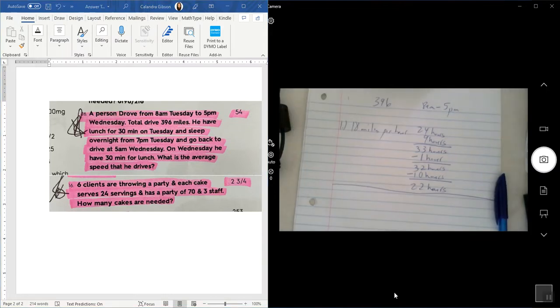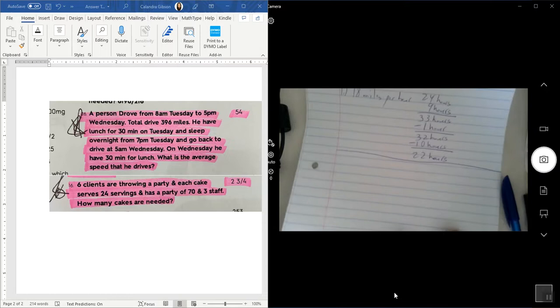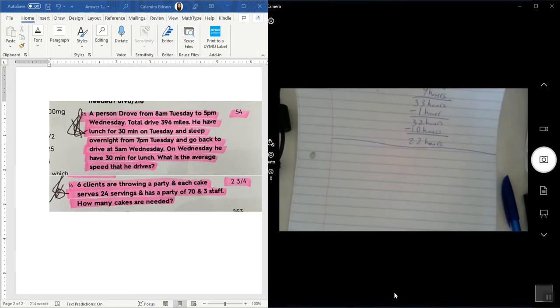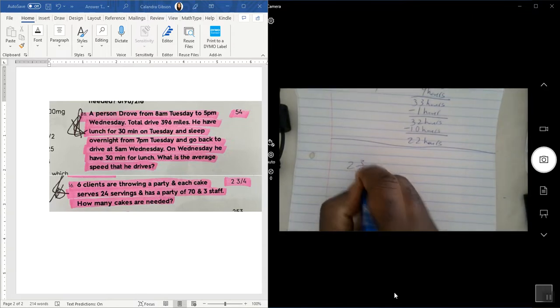Okay, so now we're going to go to the next problem. It says 6 clients are throwing a party, and each cake serves 24 servings and has a party of 70 and 3 staff. How many cakes are needed? Now again, I want to show you why I don't believe that this final answer is correct first. They're saying that it's 2 3/4 cakes.